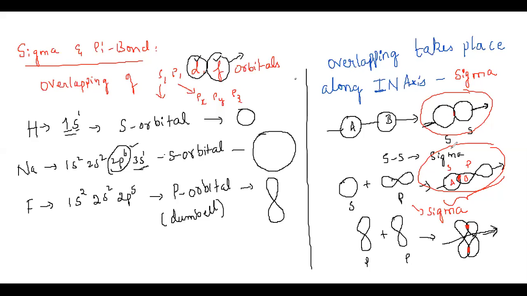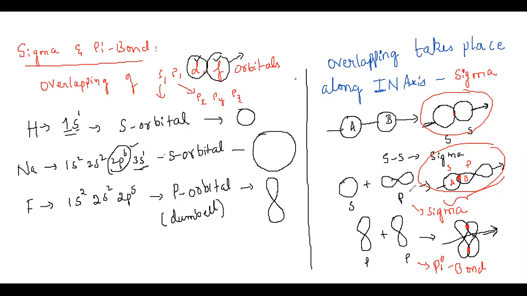Here you can observe that the internuclear axis is there, but the overlapping is not along the axis. We have the internuclear axis, but we cannot see the overlapping here. The overlapping is not along the axis. So what kind of bond can I tell this as? Pi bond. Yes. Such kind of overlapping, I can call a pi bond.